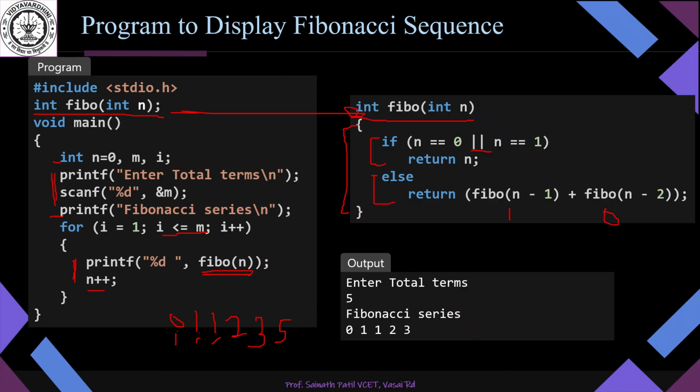So the output will be, when you enter terms as 5, it will display 0, 1, 1, 2, 3.